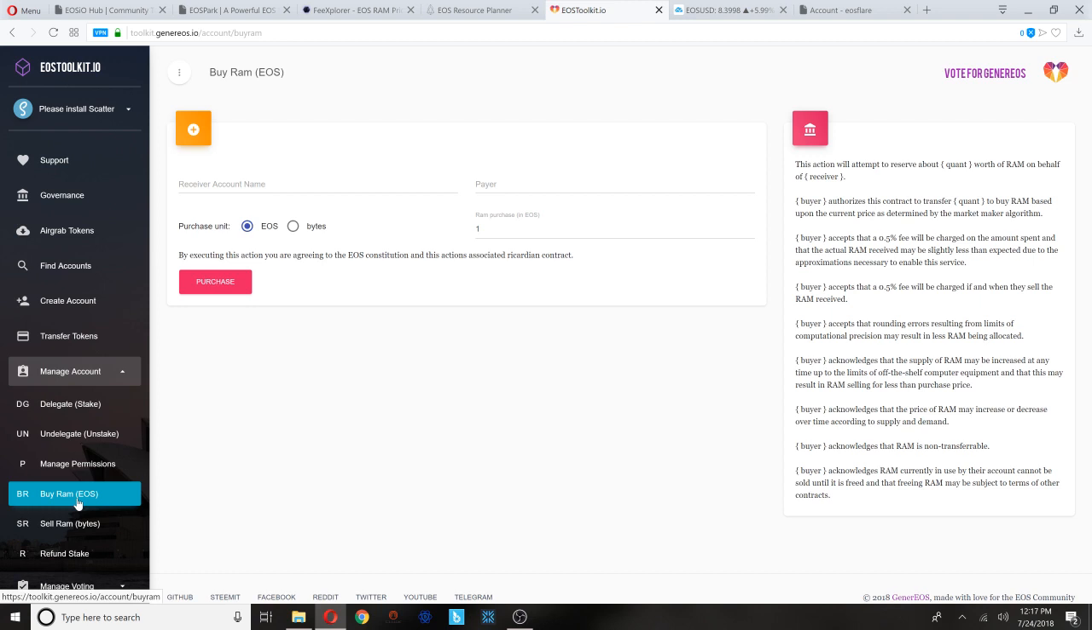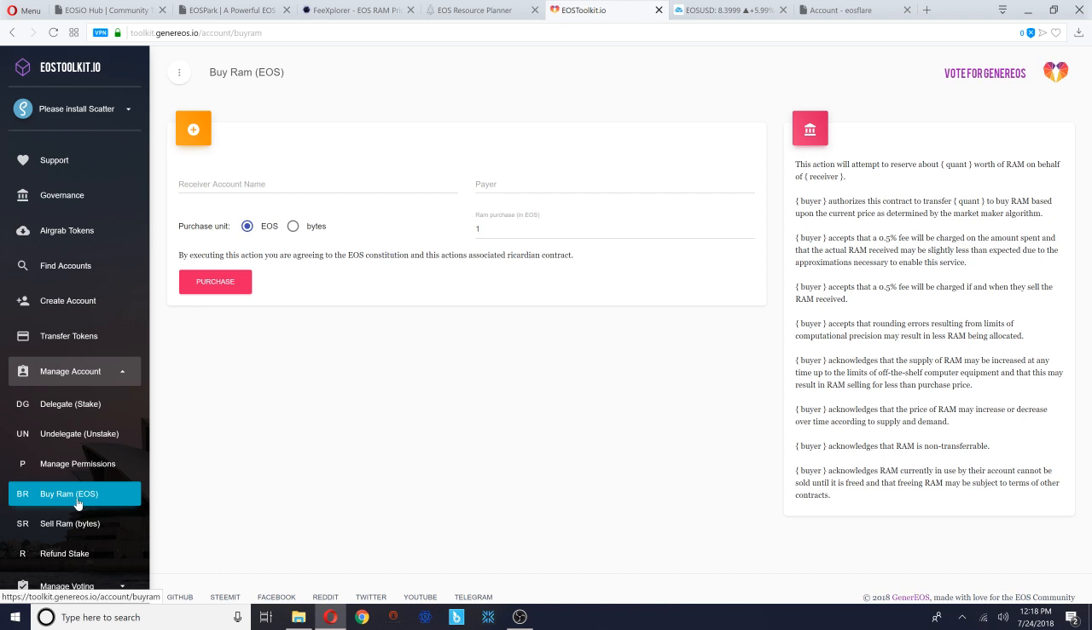Now, in order to use this website, you do need to log in using Scatter. Scatter is a Chrome extension that allows you to log into EOS websites like EOS Toolkit, and that Chrome extension secures your private and public EOS keys. I'll have it linked down below if you guys want to check it out. Anyhow, this is the website to do it at.